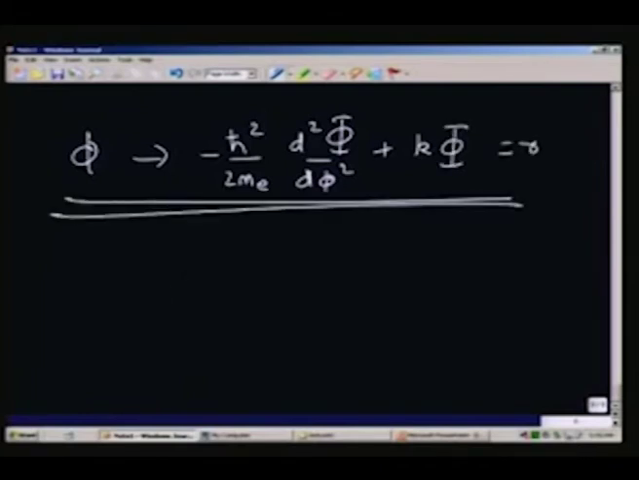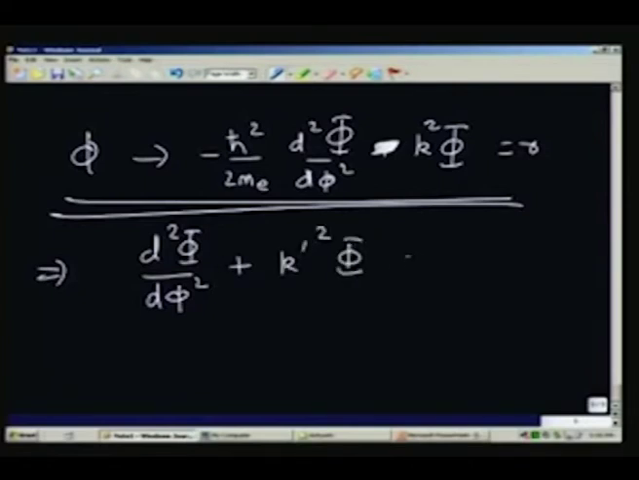Such equations are known to have very simple solutions. Let me write the constant with the minus sign, this should also be minus, and this is minus k square. Let me write this in the form of a slightly simpler quantity, say, k prime square capital phi is equal to 0.